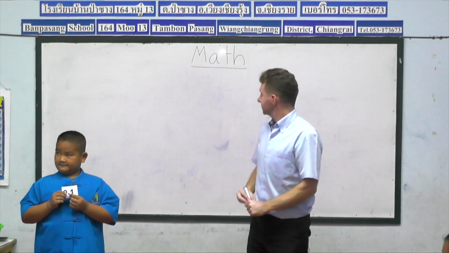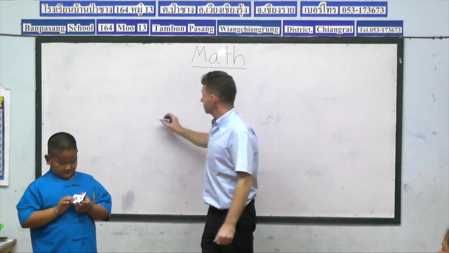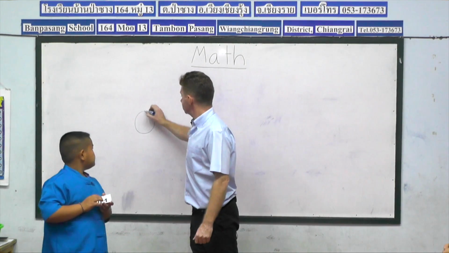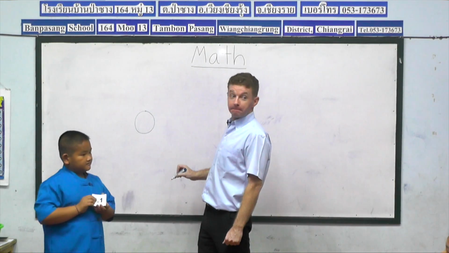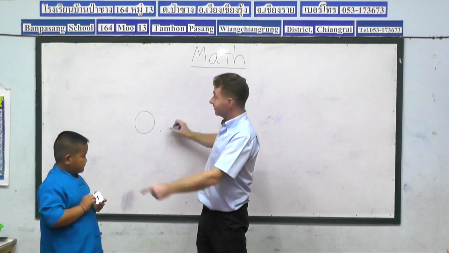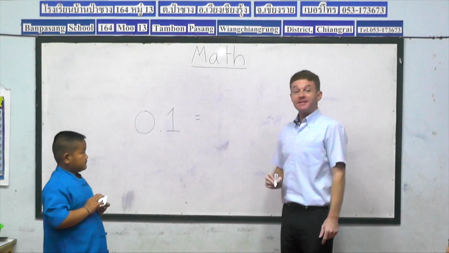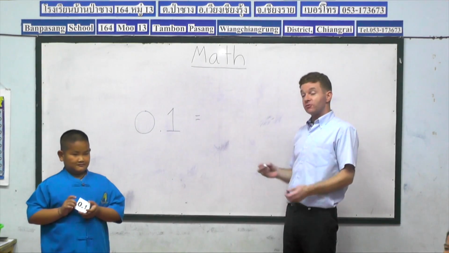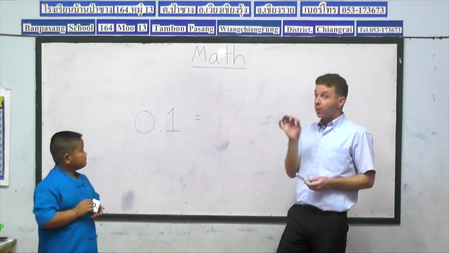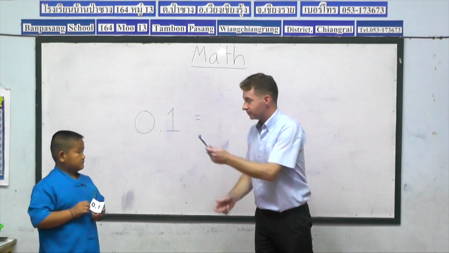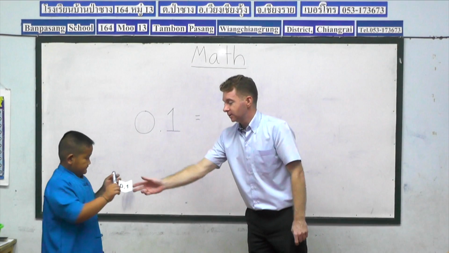0.1, okay. This is a low decimal. So once again, we have 0. What comes next? Point, and then 1. So here's 0.1 in digit form. And now Net will show us how to write 0.1 in word form. So Net, over to you.